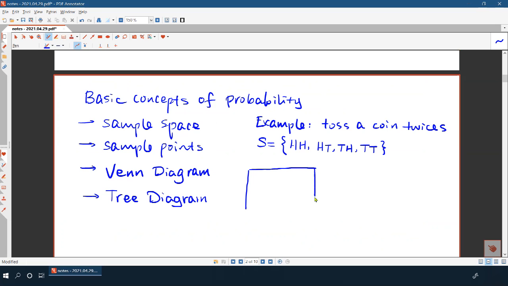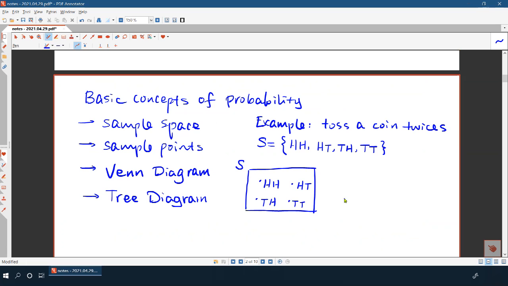And for a Venn diagram, usually we'll use a rectangle to denote the sample space and use some points to denote the sample points in the sample space, right? This is called a Venn diagram.